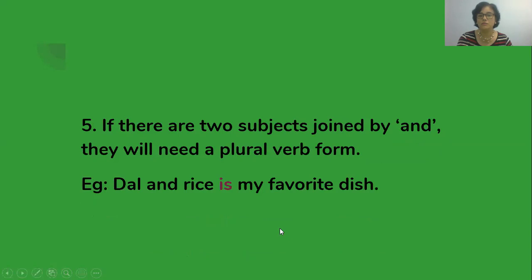Okay. The fifth rule. If there are two subjects joined by and, they will need a plural verb form. Okay. So you have dal and rice as my favorite dish, but in this case we're considering dal and rice as one thing. So it's my favorite dish. Okay. But if you have two different subjects, then you need a plural verb form.